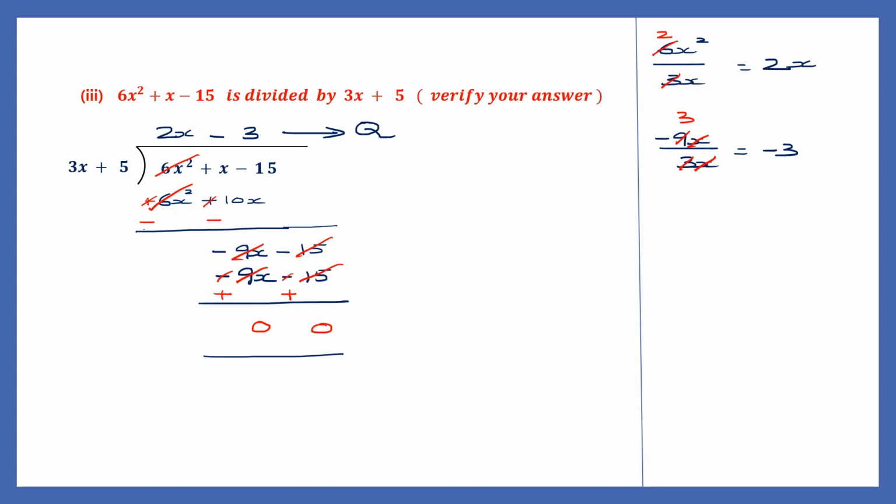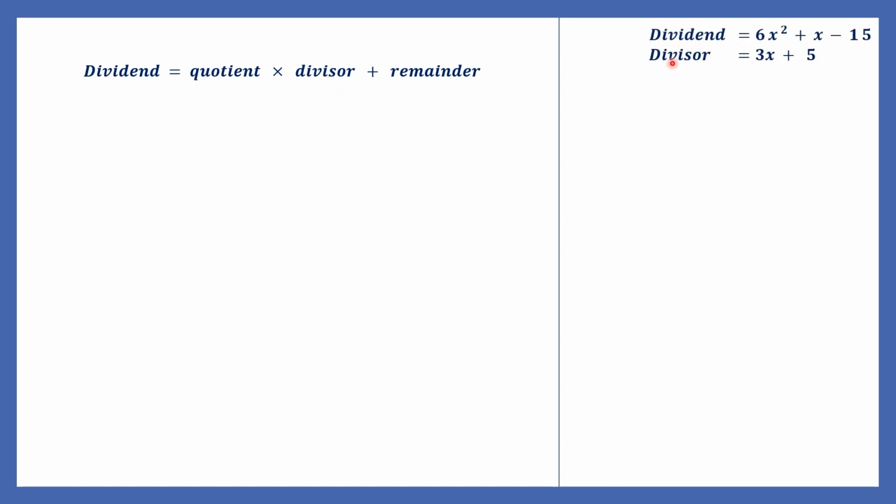Now let's verify and see whether our quotient and our remainder are correct. So let's do the verification now by using this formula. Dividend is equal to quotient into divisor plus remainder. What is the dividend and divisor? These two are already given to us. Quotient and remainder are what we found out. Now let's substitute all these with these values given.